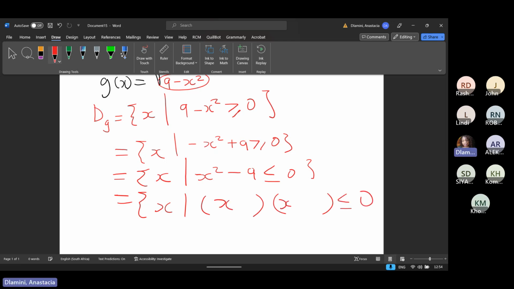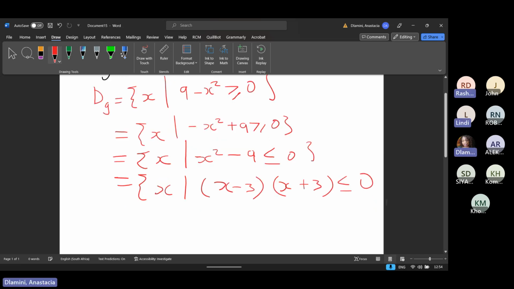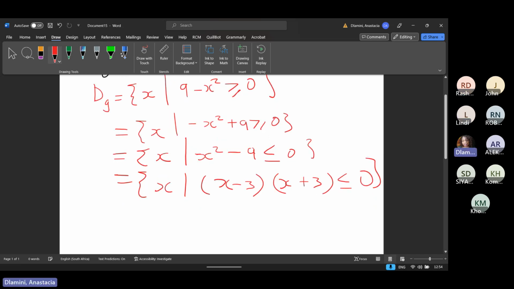X. What is this? Negative 3, plus 3. Do you remember how to solve inequalities?